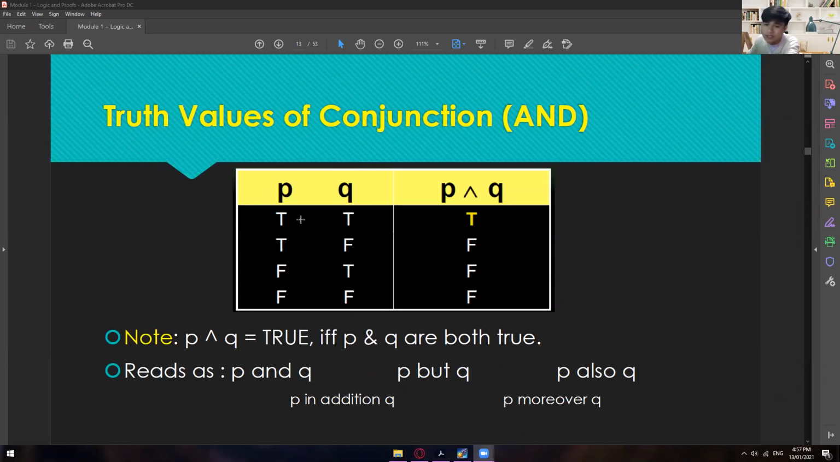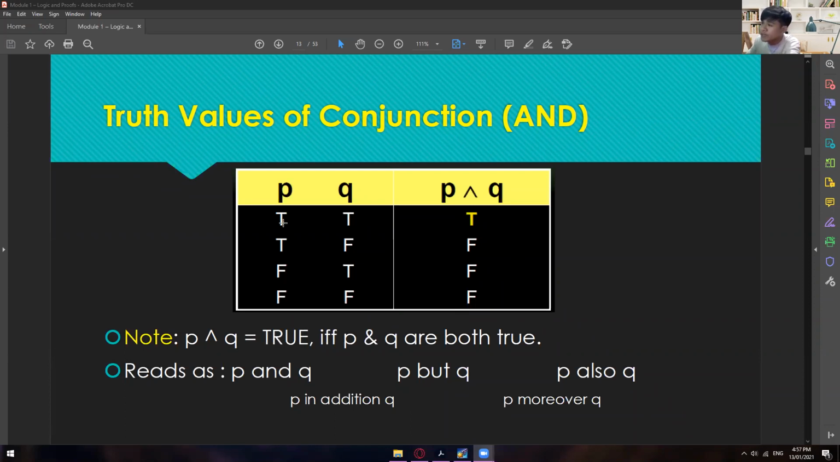So we have here two statements. P as your first statement and then Q as your second statement. And then why do we have these T, T, F, F, and then T, F? Ito lang naman yung mga possible outcomes ng combination ng statement ng dalawang yan. So we have true, true. We have true, false. We have false, true, or false, false. And then if you combine those two statements using an AND, which is a conjunction symbol, you will get those results.